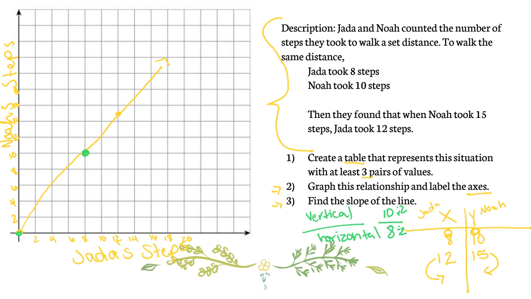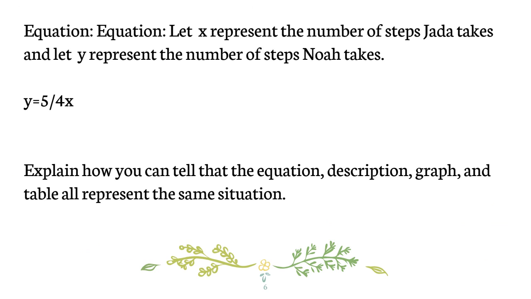And so my slope of the line, 10 divided by 2 is 5, and 8 divided by 2 is 4. So my slope is 5/4. So on this one, next we look at the equation.